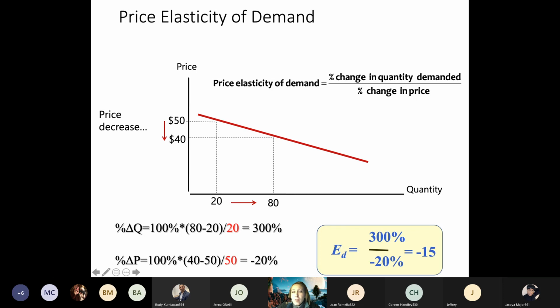So if the price, instead of going up, actually goes down from 50 to 40 and nothing else changes, then what changes is the starting value. We are dividing by, so in the denominator value. So instead of dividing by 80, we're now dividing by 20. Instead of dividing by 40, we're now dividing by 50 in the percent change in price. So we're getting different values. So now the quantity actually decreased by 300%.